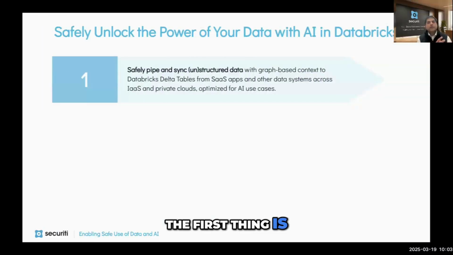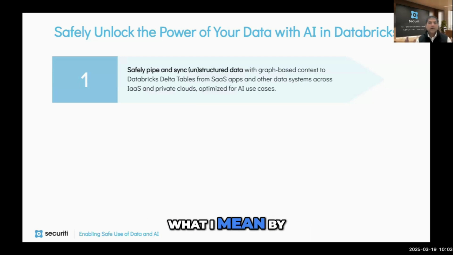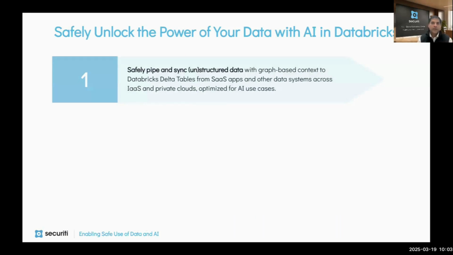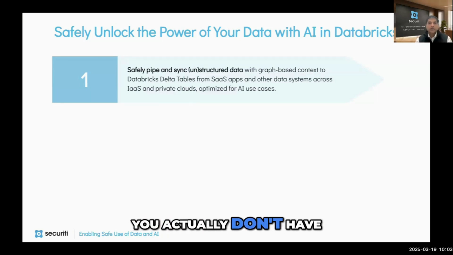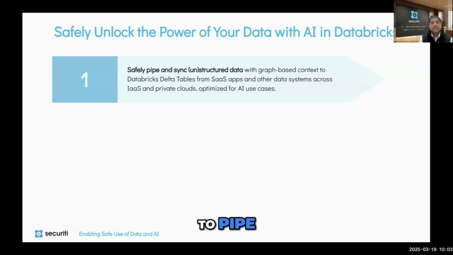First thing is, if you're trying to build anything in Databricks, particularly with unstructured data, it's likely that the data sits somewhere else. By somewhere else, I mean the data could be on-premise, or in other SaaS applications, or in other clouds where you don't actually have the instance running. How do you make it super easy to pipe and sync?